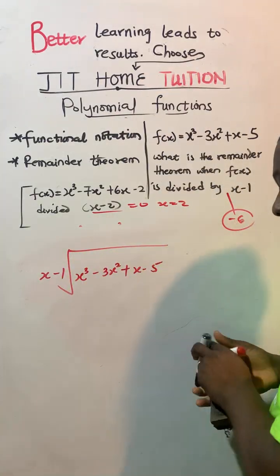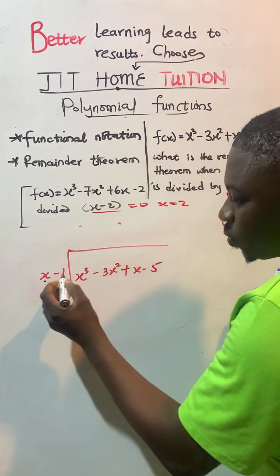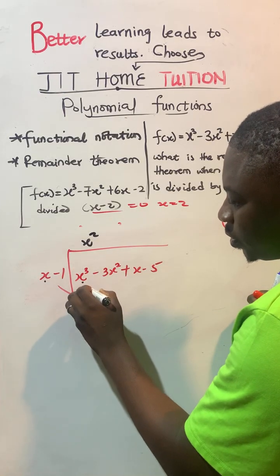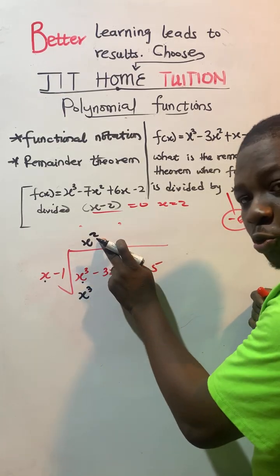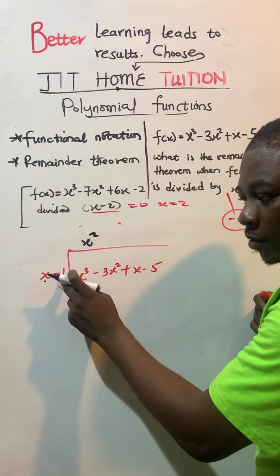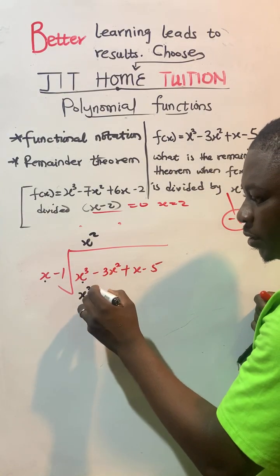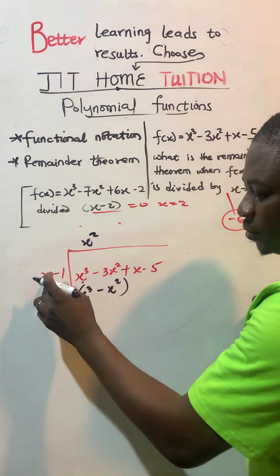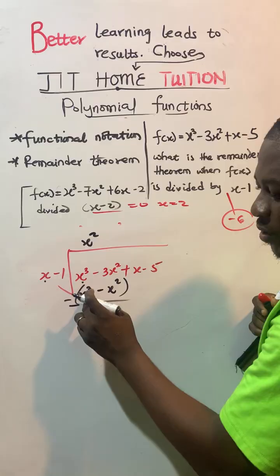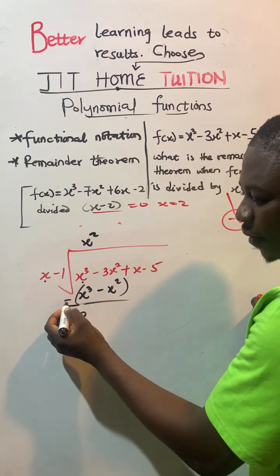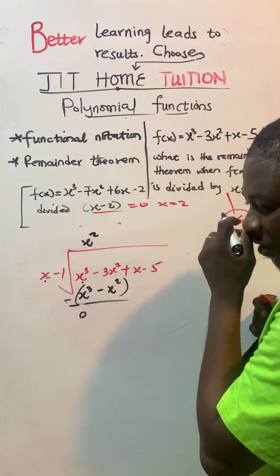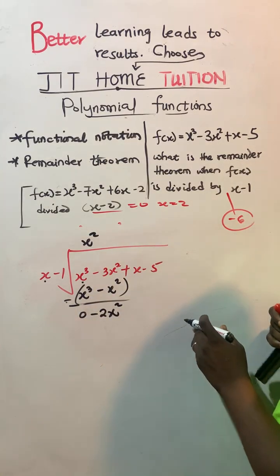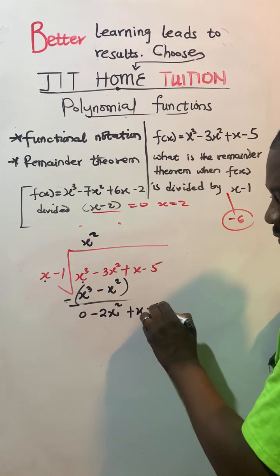Let me change the marker. Now when this one divides this, what do you have? x squared. x times this will give you x cubed. Then the x squared will multiply what you have over here, giving you negative x squared. All right. Then when you deduct, what do you have? The cube will cancel, so you have 0. But the negative will make it positive, and it will reduce this one to negative 2x squared. Then you bring your x here, minus 5.